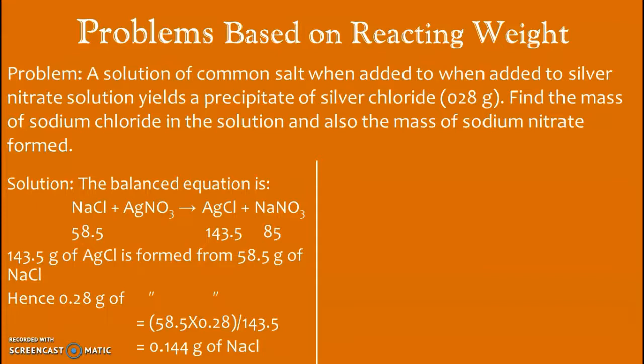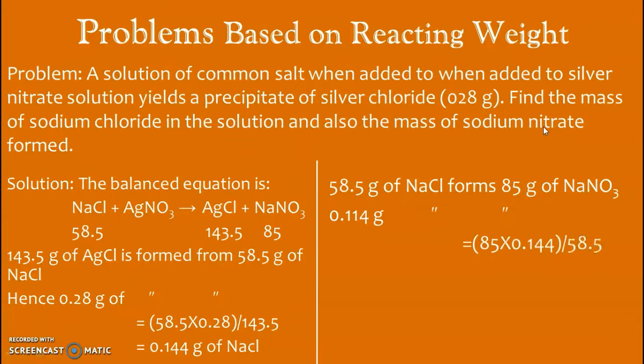Now if you go to the second part of the question, also the mass of sodium nitrate. So now the relationship between sodium chloride and sodium nitrate. 58.5 gram of sodium chloride forms 85 gram of sodium nitrate. So how much sodium chloride is used here? 0.144 gram. So 0.144 gram of sodium chloride forms, what can we do? 85 into 0.144 divided by 58.5, which, if you calculate, is equal to 0.165 gram of sodium nitrate formed in this reaction.